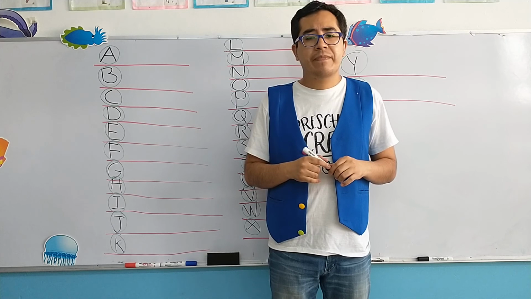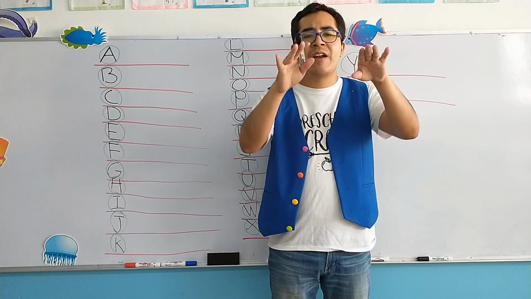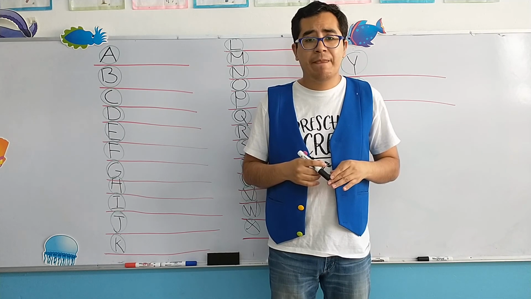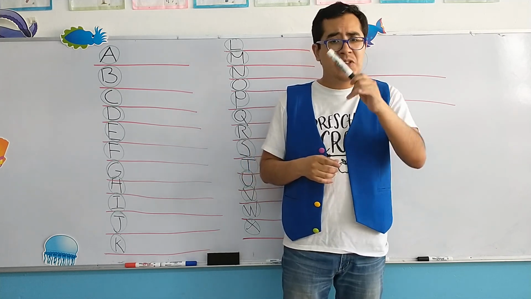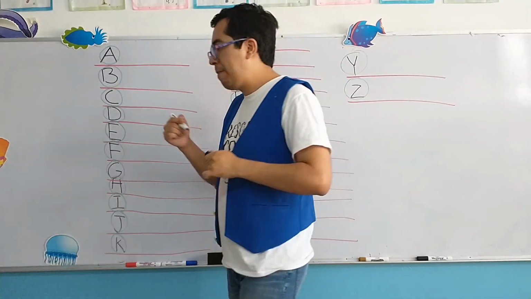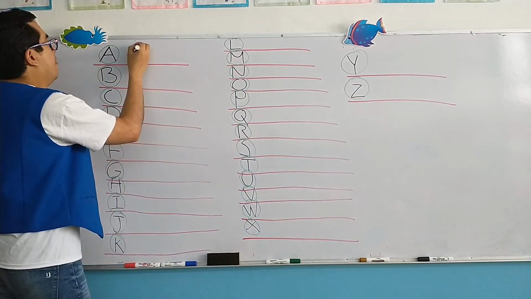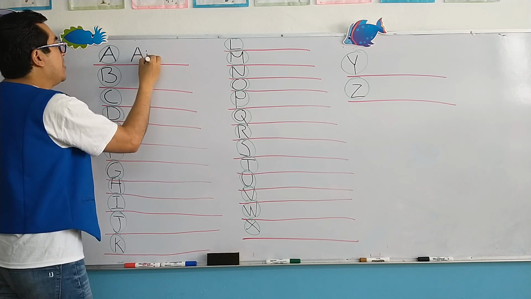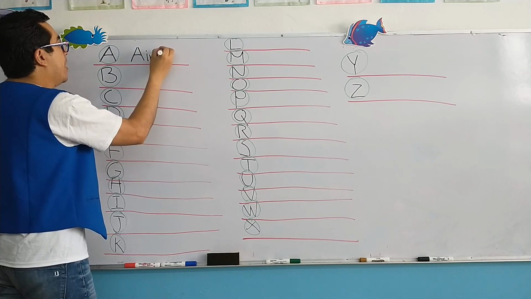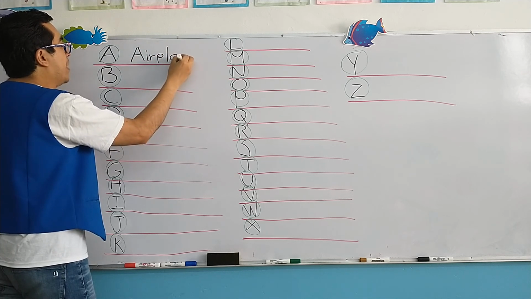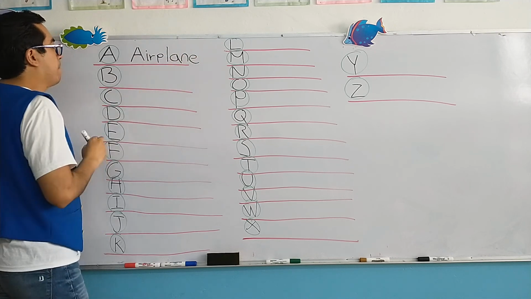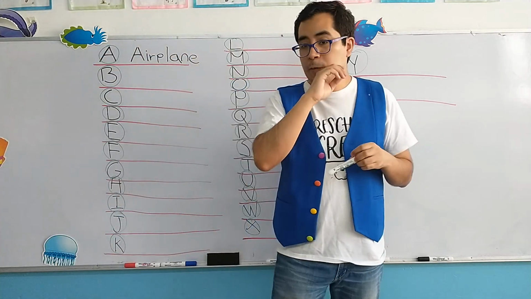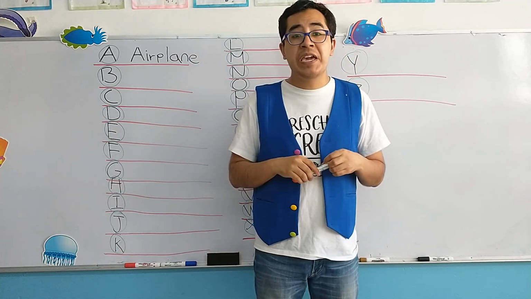Okay. What about airplane? Do you remember what is an airplane? Excellent, very good. So let's use that one. Airplane, of course, it's a word that begins with capital A. Airplane. Okay, let's continue with the capital B.